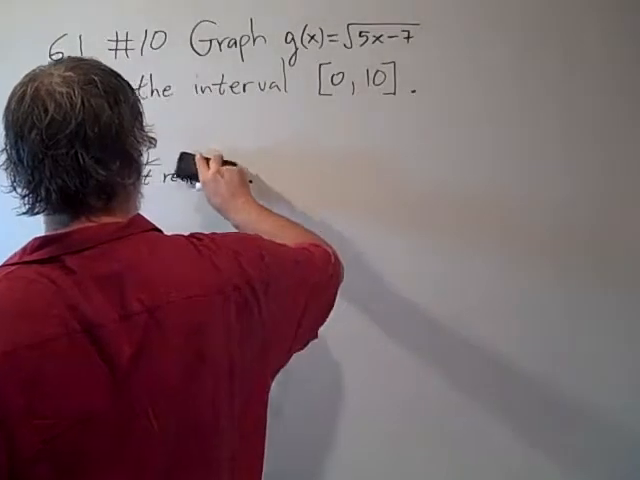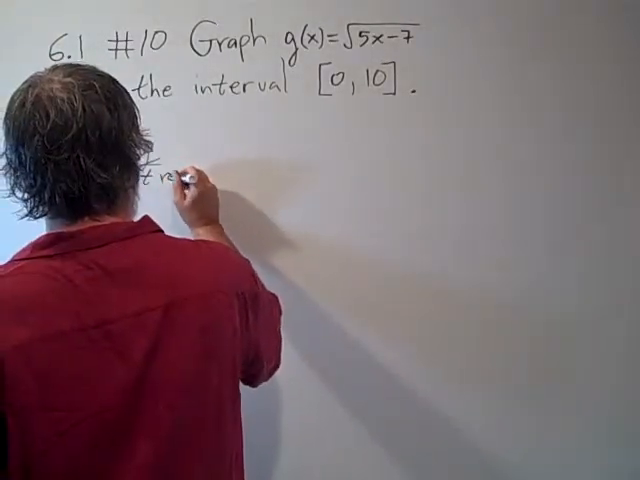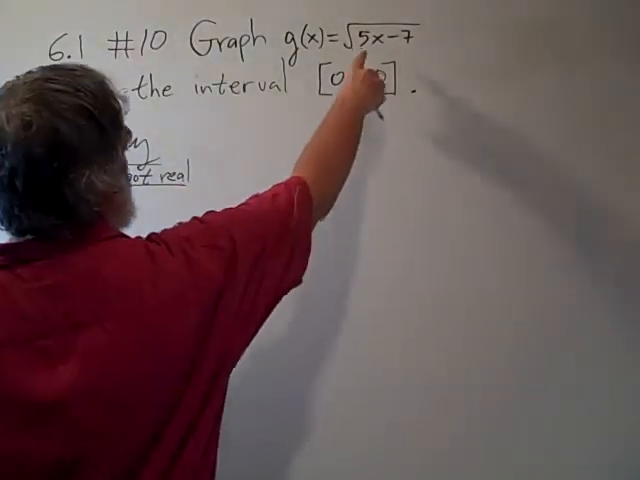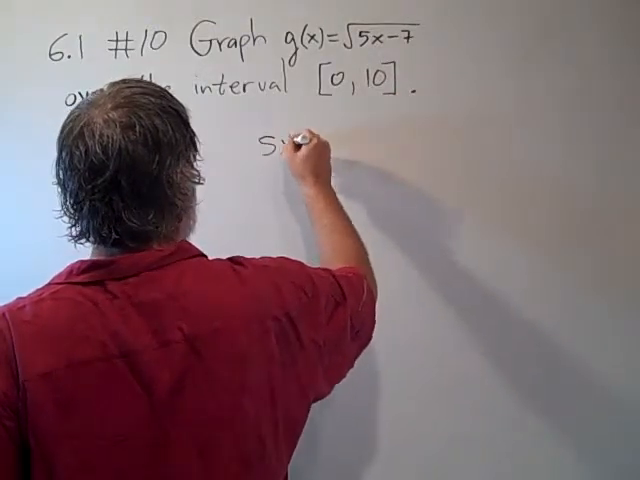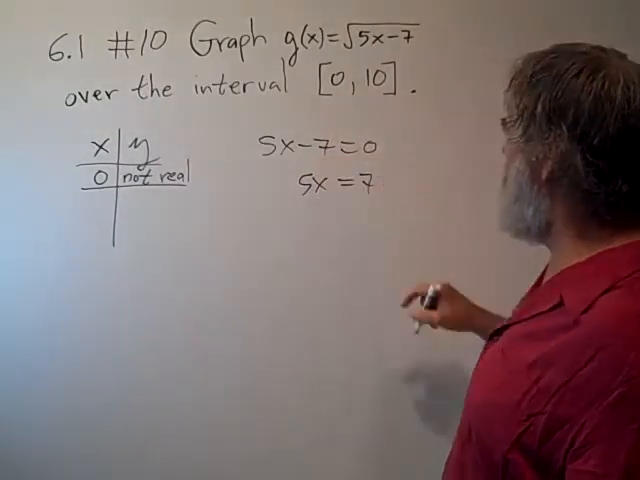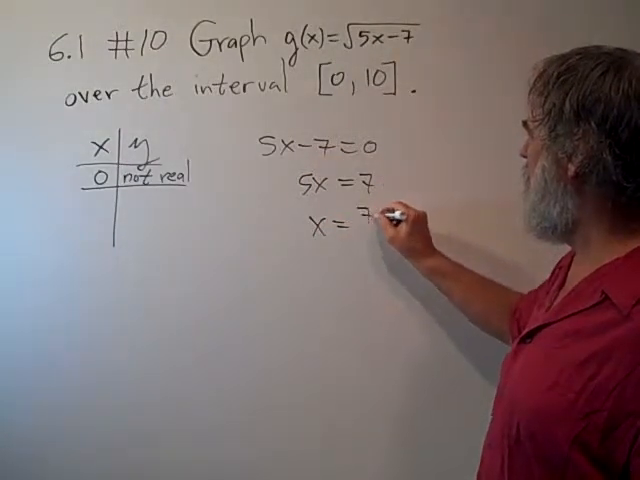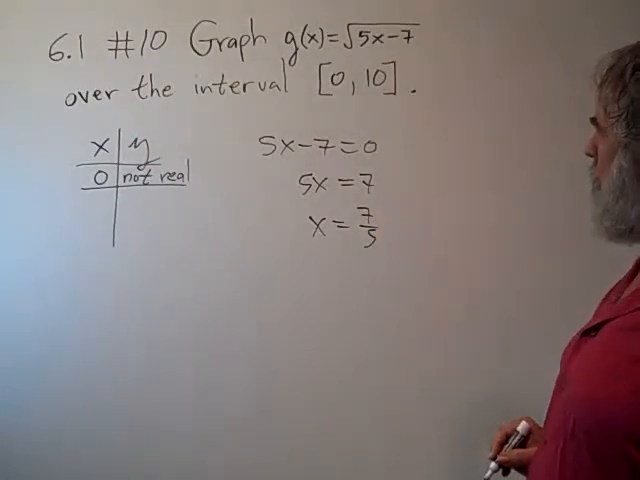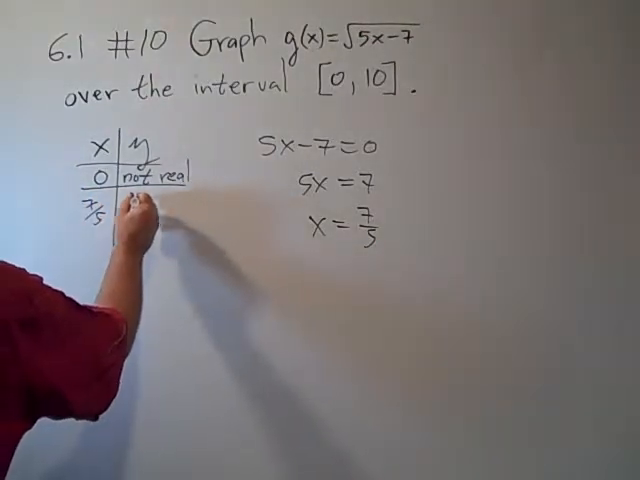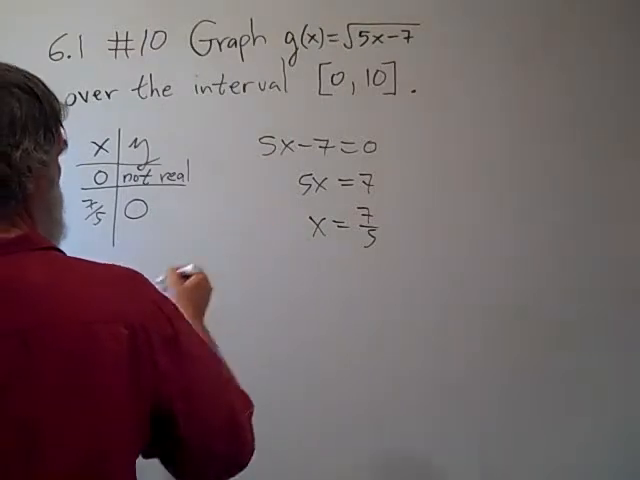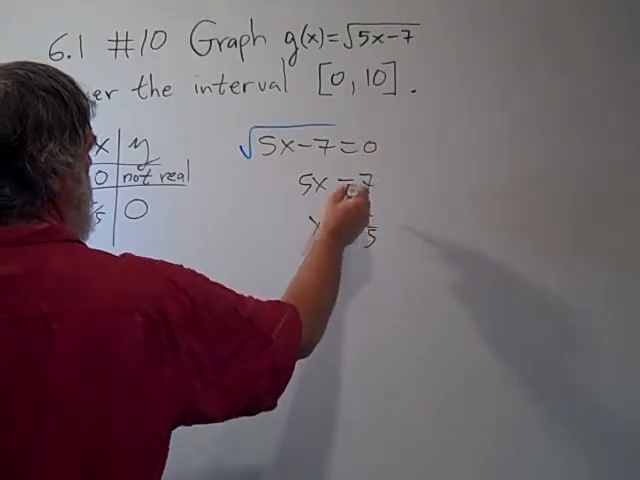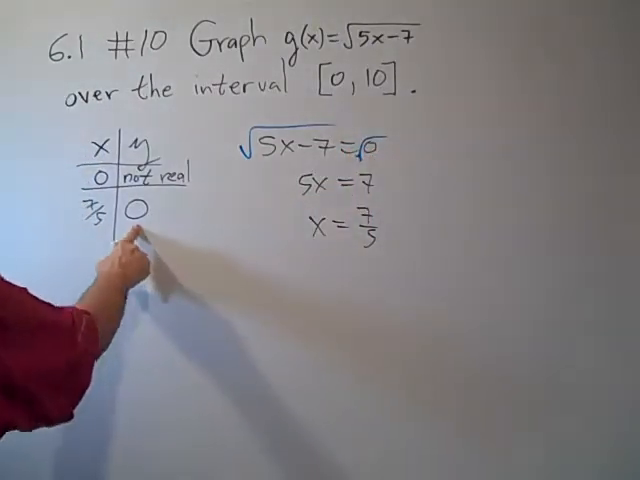But right now, just note that it's not real. In fact, it's not real until 5x minus 7 equals 0. This happens when 5x is equal to 7, adding 7 to both sides, then dividing by 5. So when x equals 7/5, then y is equal to 0, because the square root then would be the square root of 0, which equals 0.